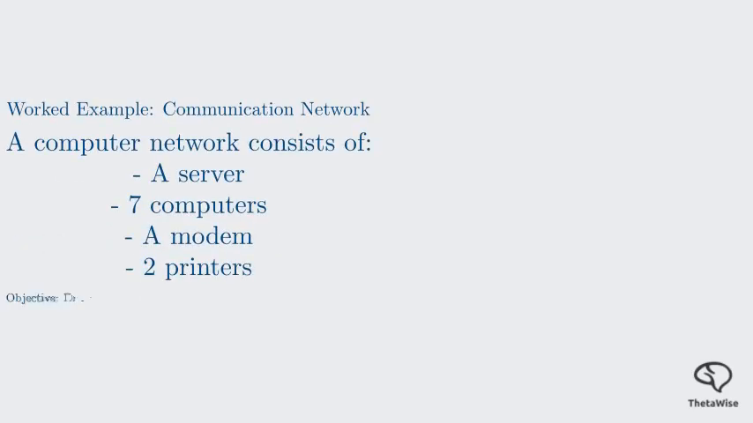Now, let's consider a practical problem using this terminology. Imagine a communication network. Here are the components: a server, 7 computers, a modem, and 2 printers. Our objective is to draw a graph that represents this network. For simplicity, we can group common components together. We'll represent the server as vertex S, the group of 7 computers as vertex C, the modem as vertex M, and the 2 printers as vertex P.